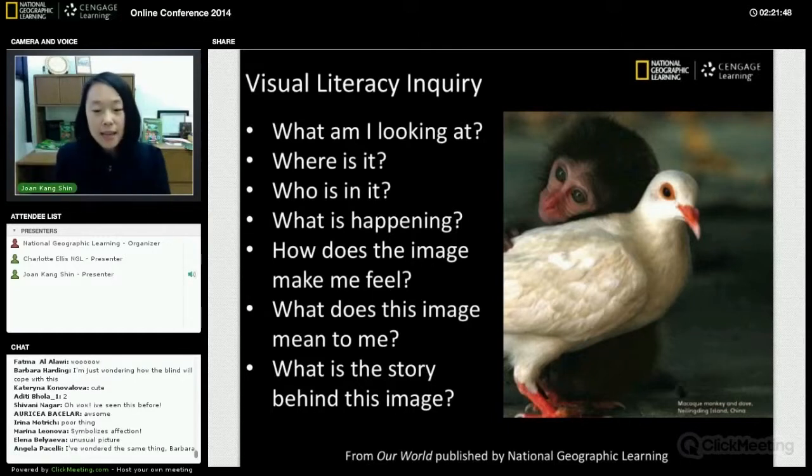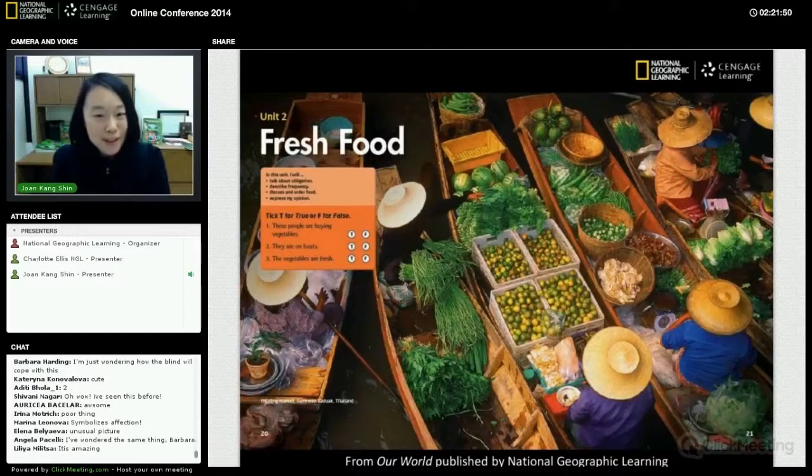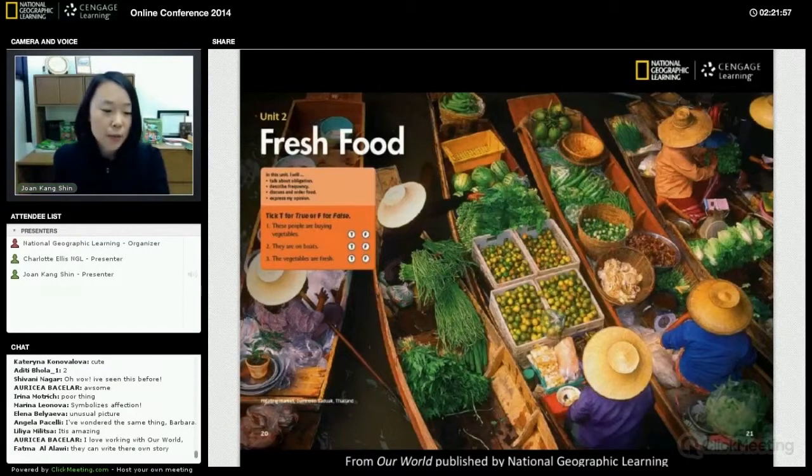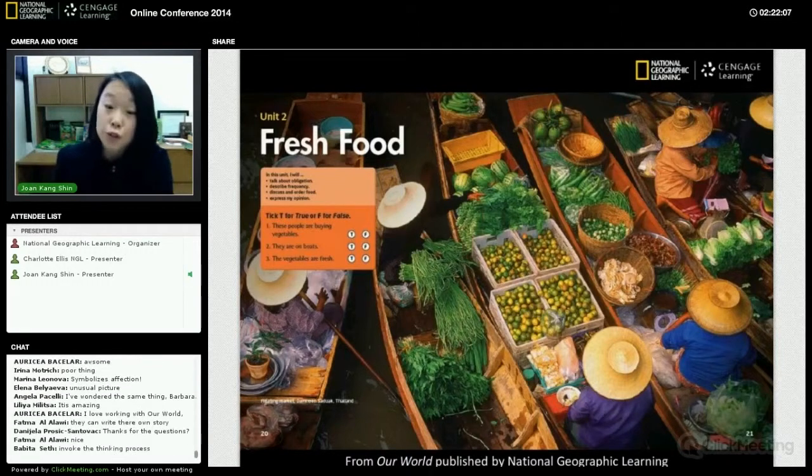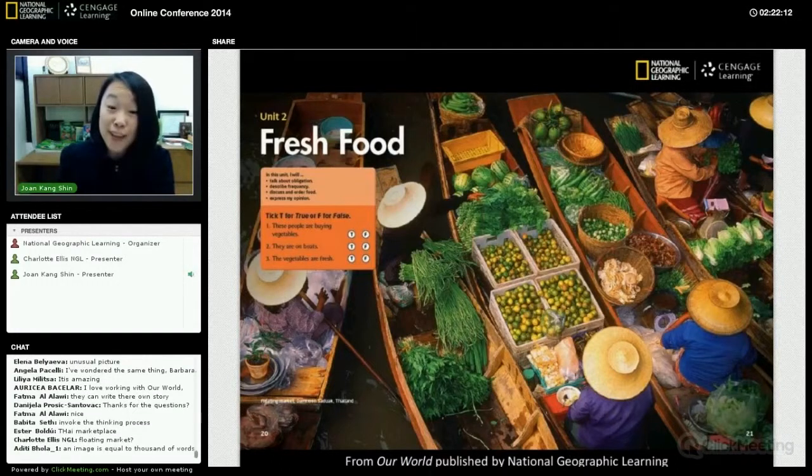And then as they start to explore more, you can introduce them to images from around the world with other people and lifestyles. Okay? So here, what do we see here? Are you familiar with this image? Now, you can do visual literacy inquiry, but it also becomes a cross-cultural visual literacy inquiry. Okay, so this is a photo of a floating market in Thailand. And as students begin a unit on fresh food, you might lead them in a visual inquiry that also helps them to interpret the image cross-culturally.